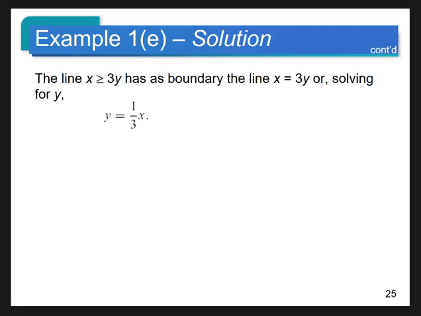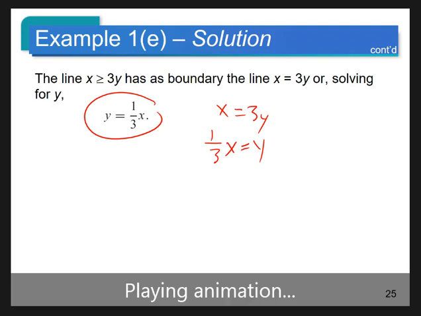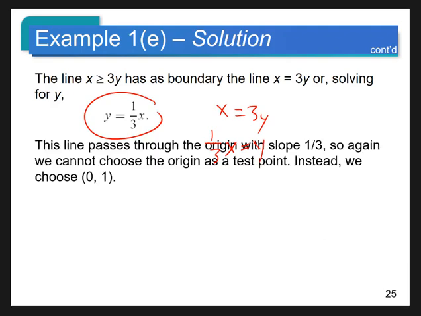Finally, the inequality x is greater than or equal to 3y. The boundary line would be x equals 3y. We're not used to graphing in that form, so we're going to divide by 3 here to get 1/3 x equals y, or y equals 1/3 x, which means we have 0 for y-intercept, so it goes through the origin, the center of our graph, goes through 0, 0, and has that slope of 1/3.